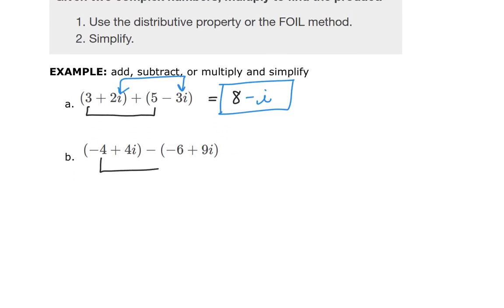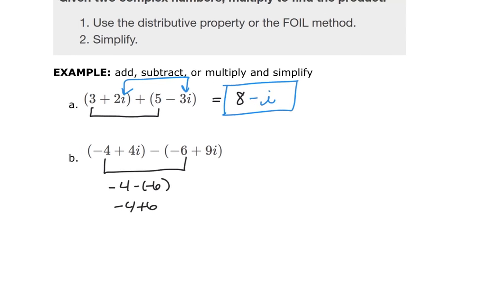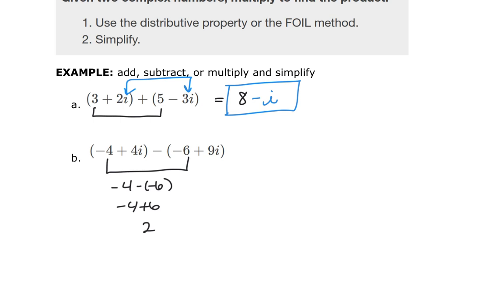Now with subtraction, it's the same kind of thing. I'm going to take negative 4 and subtract off a negative 6. So this becomes a negative 4 minus a minus 6, or negative 4 plus 6, which is just 2. Similarly, I'm going to do these two. This is 4i minus a negative 9i, because it's minus a positive. So this part is going to give me a negative 5i, and my final answer for this is going to be 2 minus 5i.